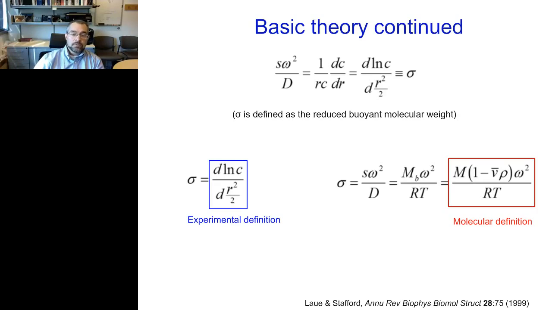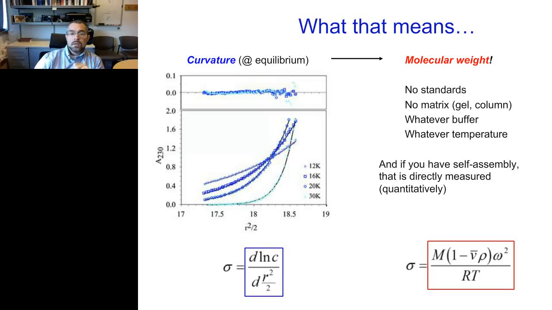And this is a very powerful thing because this is not dependent on standards. This is not dependent on shape. If it is truly at equilibrium, you can have two things that are completely different shapes, but if they have the same mass, they will give rise to the exact same equilibrium concentration gradient because it is solely dependent on mass after these additional terms have been accounted for. So to restate what I just told you, this means that the curvature in the equilibrium curves or the equilibrium gradients directly gives you molecular weight.